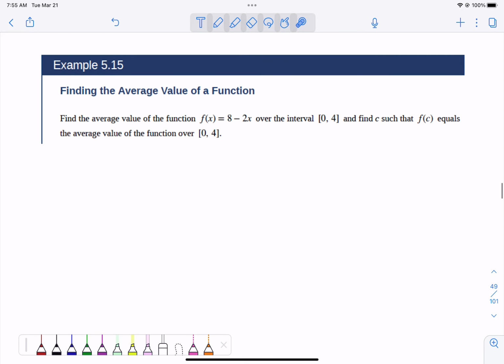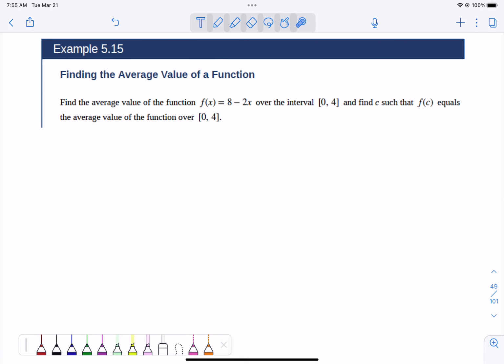Now, let's look at how we use those things. So let's say we have this linear function over the interval from 0 to 4. We want to find an f of c that equals the average value over 0 to 4. So the first thing we have to do is find, well, what the heck is our average value? Okay. So we're going to set this up to find the average value first.